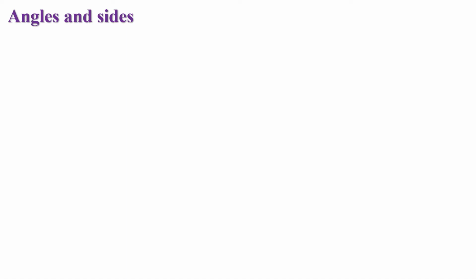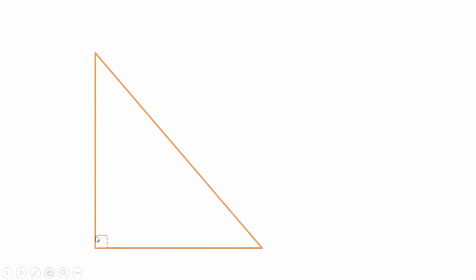Now let us start the first section of this chapter, angles and sides. Consider a right angle triangle. Suppose this angle is 45 degree. Then what is this angle?